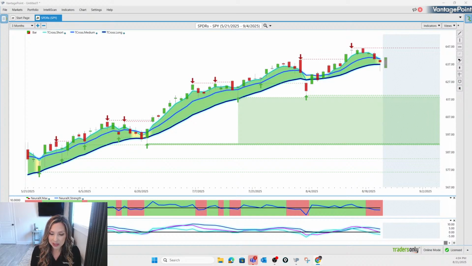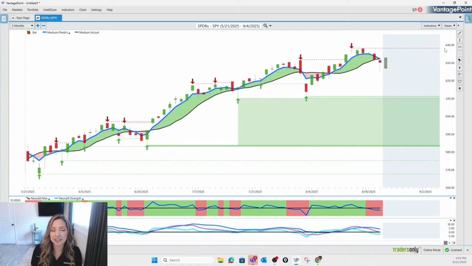So let's start with our simplest setup here in VantagePoint, and the simplest is going to be our default, which is the medium term crossover. All right, so before we dive into any details, let me just start by saying green means up and red means down typically in VantagePoint.